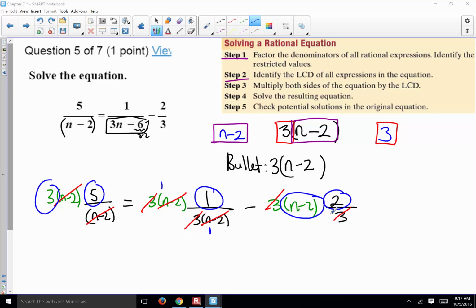Alright, let's combine leftovers with the operations among them. This is multiplication. 3 times 5 is 15. 1 times 1 divided by 1 is all 1. Here though, what do we do? Negative 2 times n plus 4. Yeah, we need to distribute this 2 to both terms.